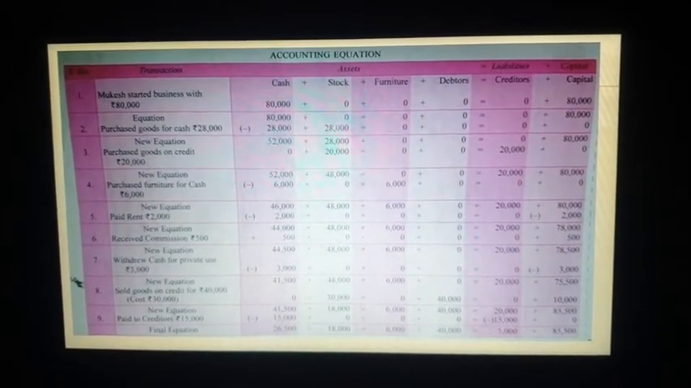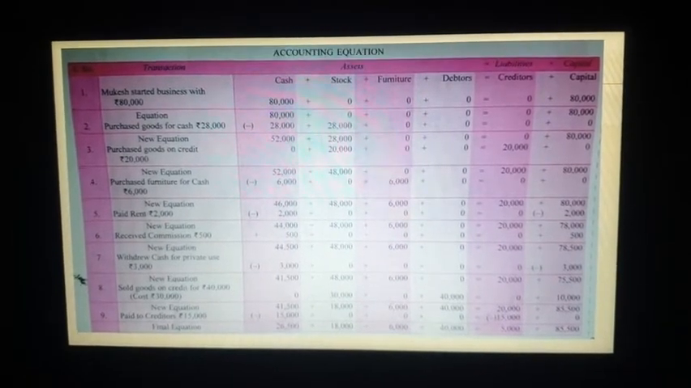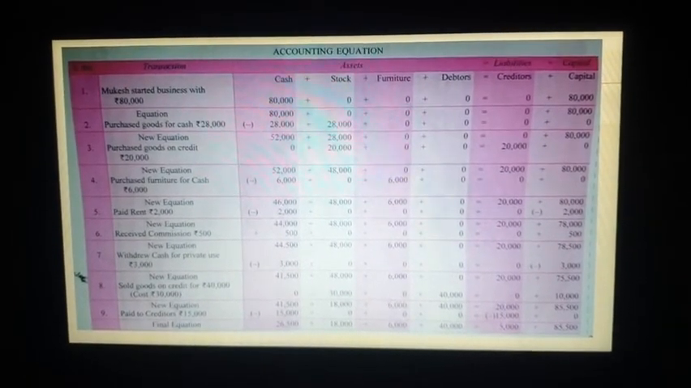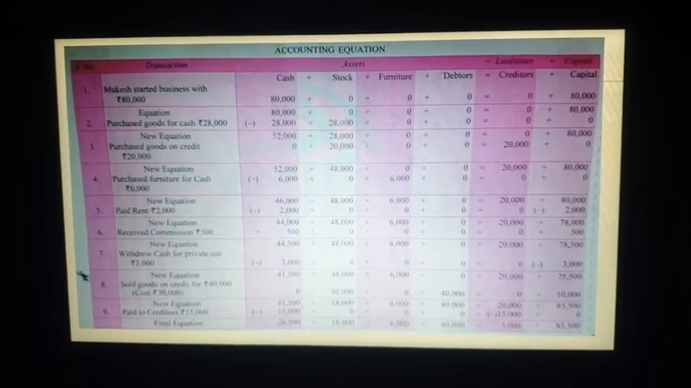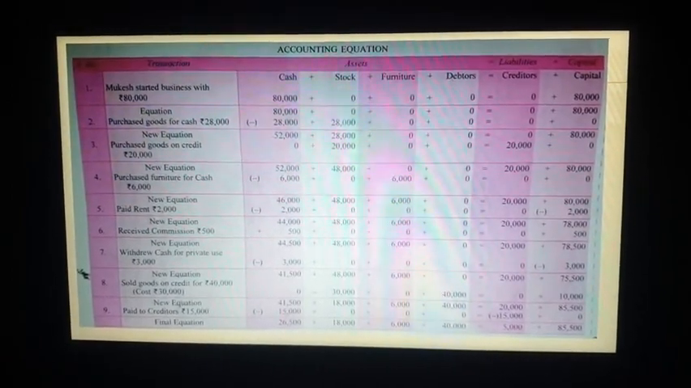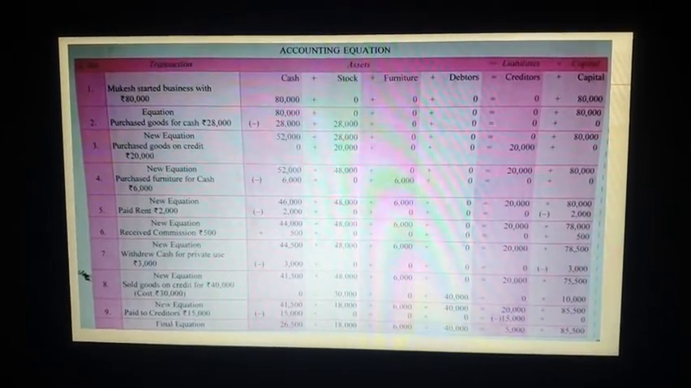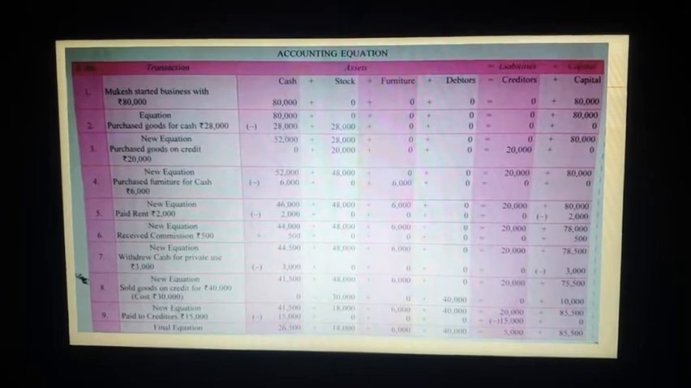Now one word is given there, equation. After the impact of the first transaction, your asset side total is 80,000 and your liability side total is 80,000. So it is clearly visible that asset equals liability plus capital. Now move to the second transaction.